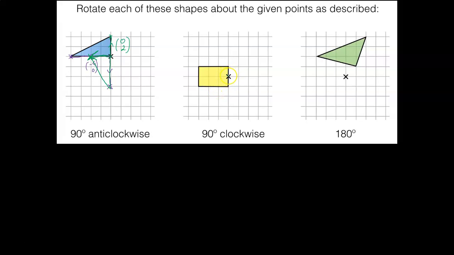For my rectangle here, here's my center of rotation. This vertex is the vector 0, 1. So when I rotate that 90 degrees clockwise, this vertex will end up here. This vertex here is -3, 1. When I rotate -3, 1, 90 degrees clockwise, that becomes 3, 1. So that vertex will end up there.